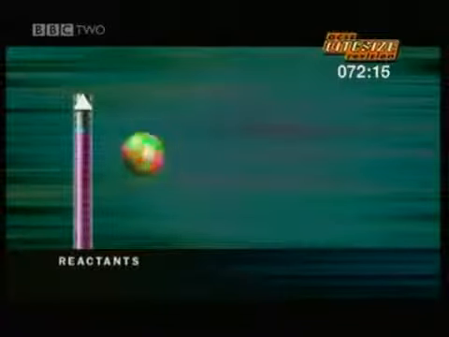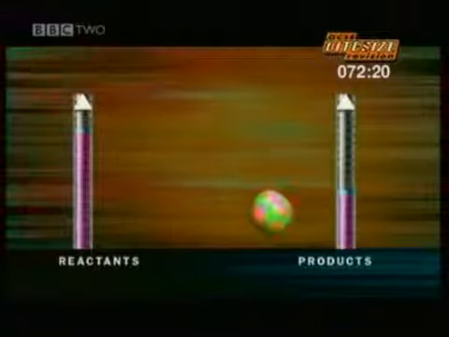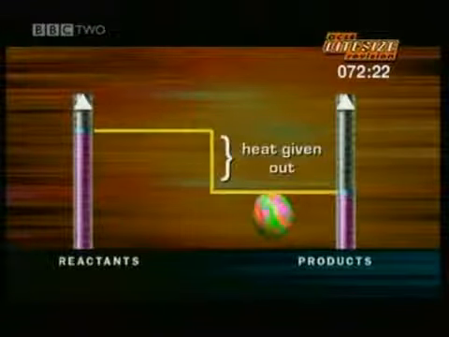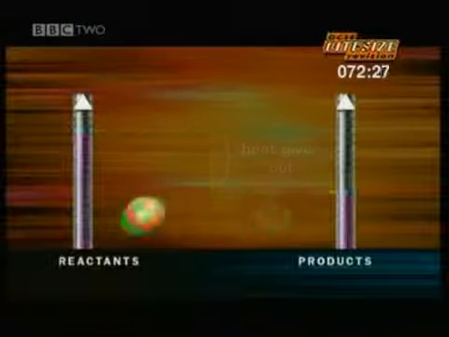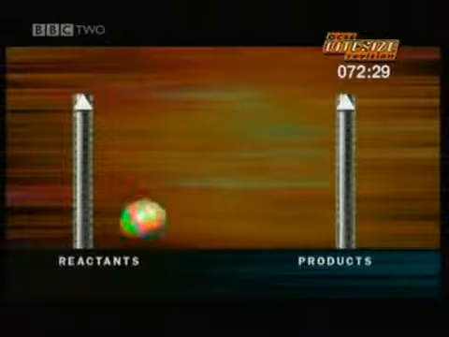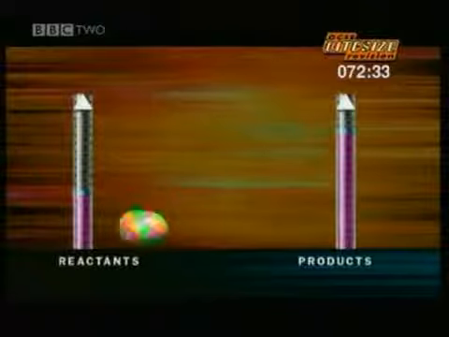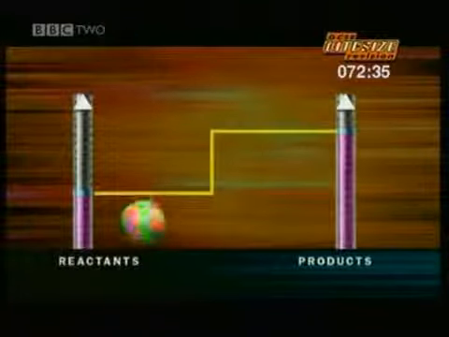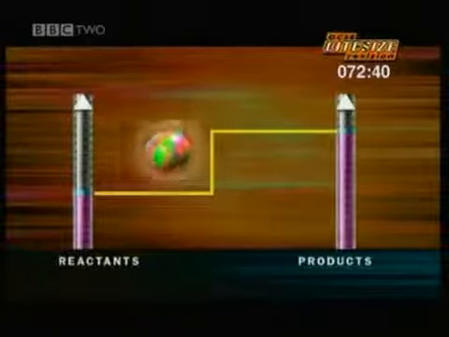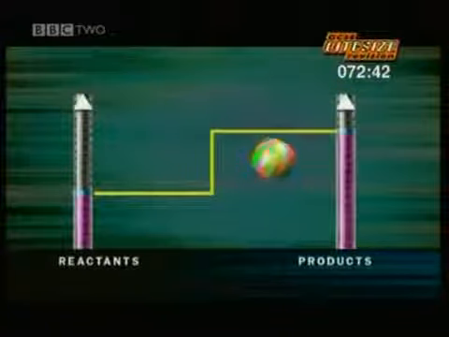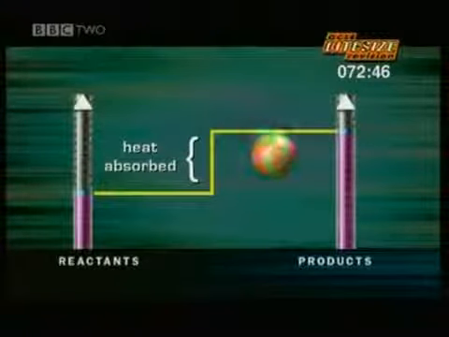Remember, in exothermic reactions, there's more energy in the reactants than there is in the products. Overall, heat energy is given out when the reaction goes ahead. But in endothermic reactions, it's the other way round. The reactants have less energy than the products. That means the reactants have a huge energy hill to climb for the reaction to go ahead. They must steal the energy they need from the surroundings. That's why the temperature drops.